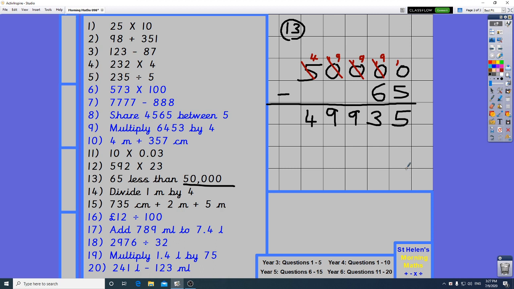49,935. I think that's what I said before. I can't even remember what I said before. 49,935. Happy with that? And we're on question 14.